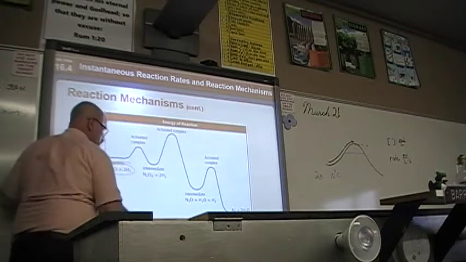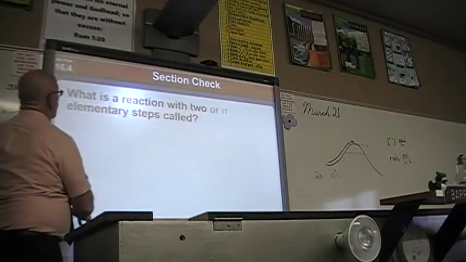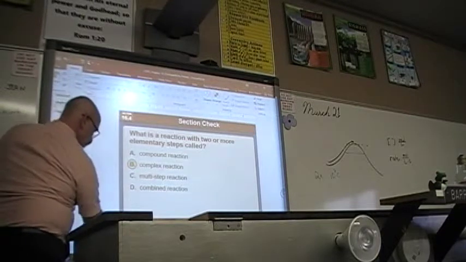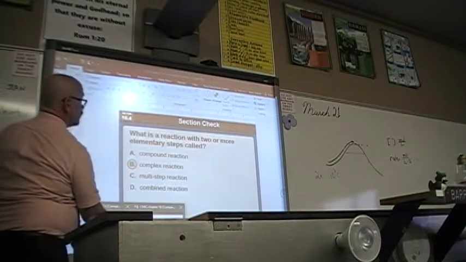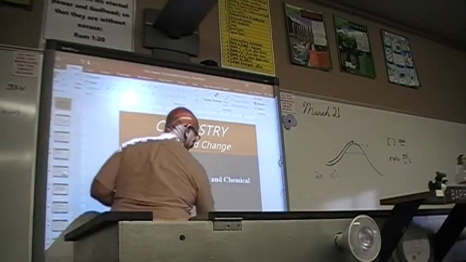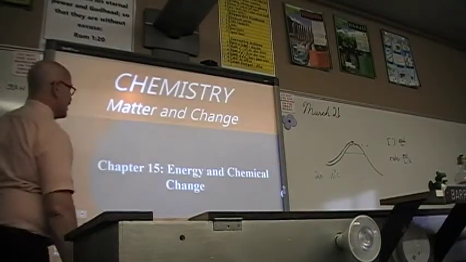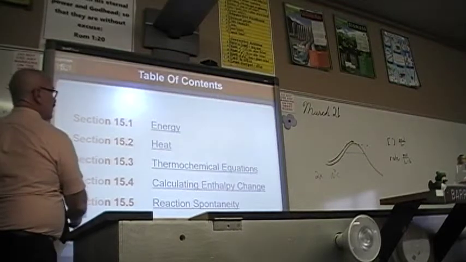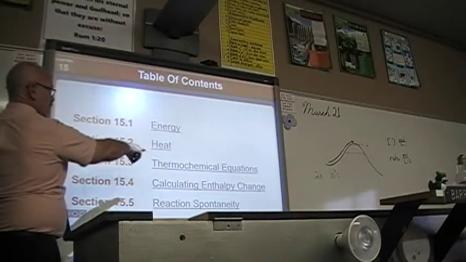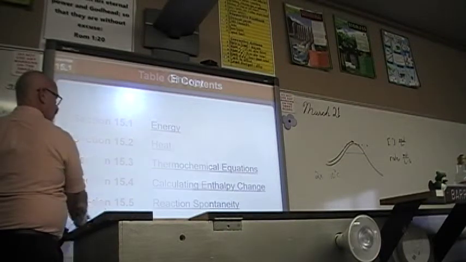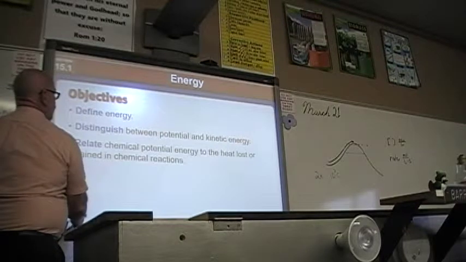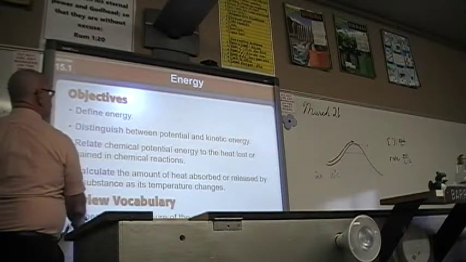Let's see if we can get to, yeah, and so we're at the end of chapter 15. Let's take a look at 16. That is 16. Really? Let's back up to 15 then. Which I think is, let's see what we got here. Okay, 15, energy, heat, I still missed Gibbs. Thermochemical, okay, that's where I missed it. Reaction spontaneity is the Gibbs. Okay, 15, here we go.